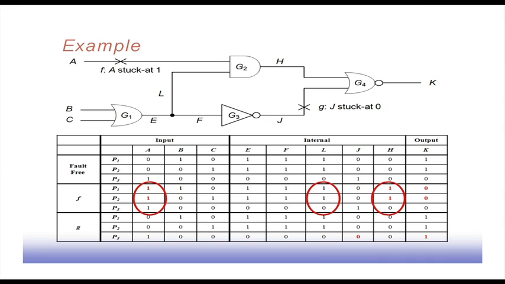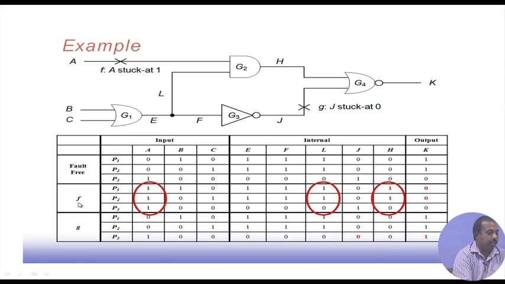So, as an example of parallel fault simulation, parallel pattern fault simulation, we take this example. Now you see the same circuit that we were discussing previously. Here are the fault free responses for P1, P2 and P3. These three patterns, the fault free responses are like this, A, B, C being this. So, these are the fault free responses.